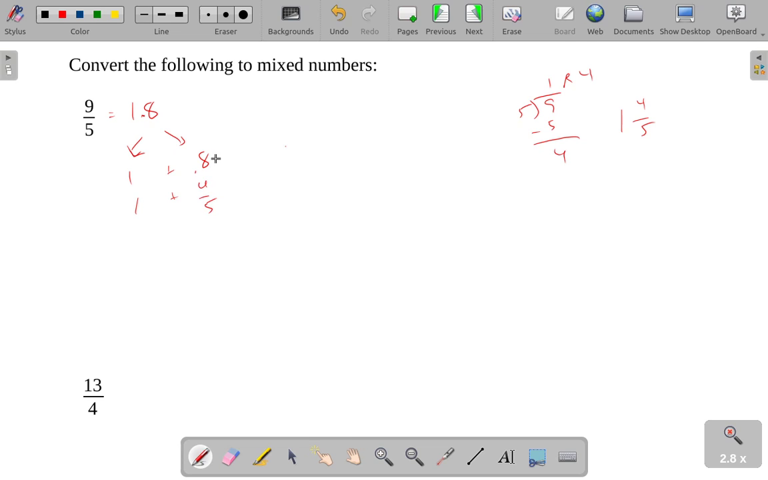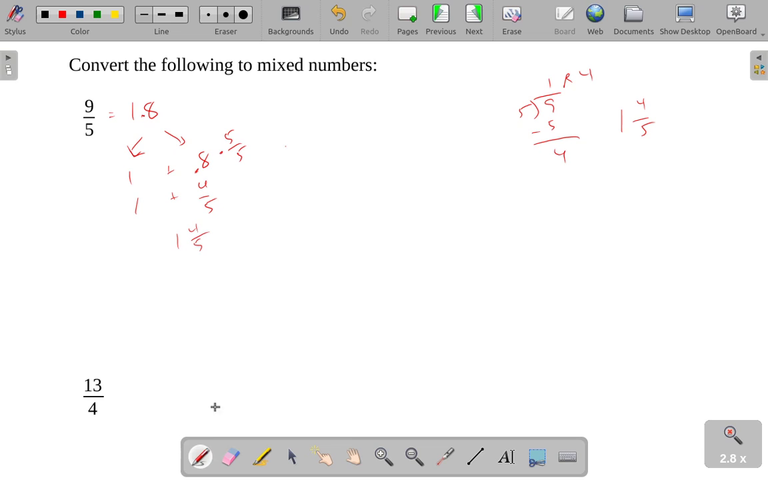The reasoning I'm able to do this, you can look at it this way. I'm essentially multiplying by 1. I'm saying the 0.8, I'm going to multiply it by 5/5, 5/5 being equal to 1. The 0.8 times the 5 gave me the 4. That's what I just asked the calculator. So this is 1 and 4/5.